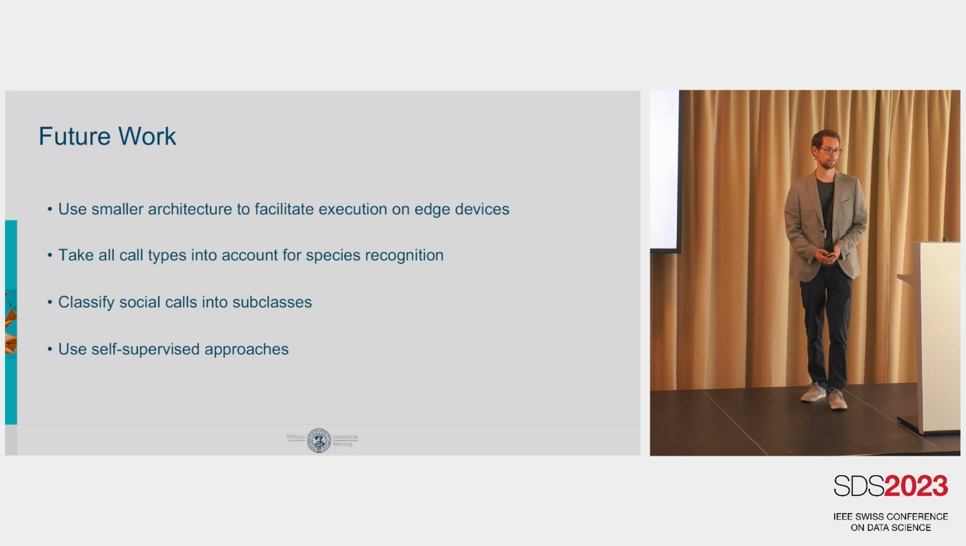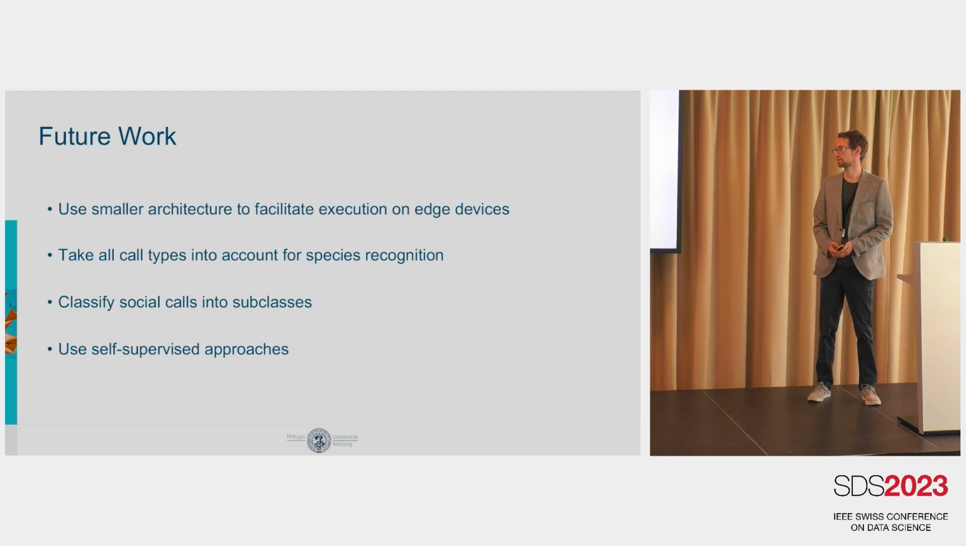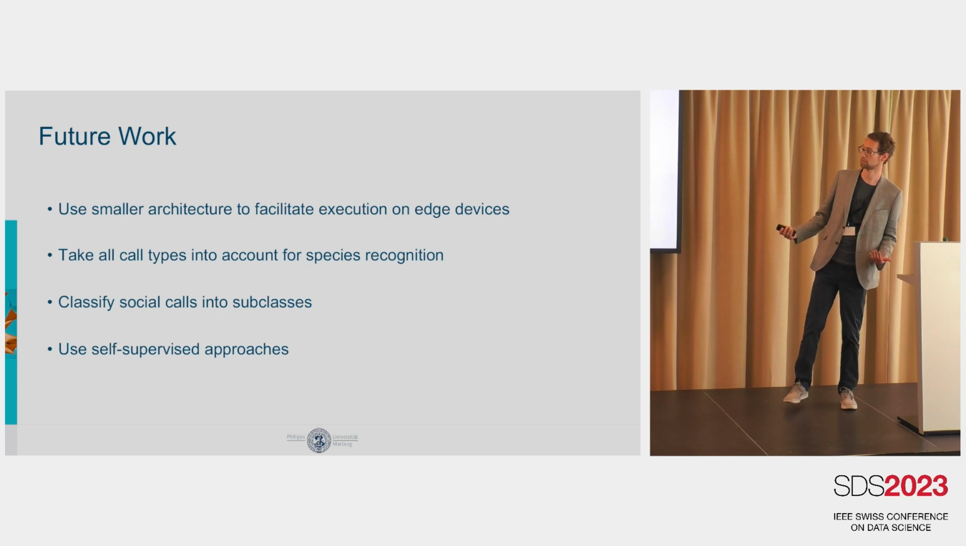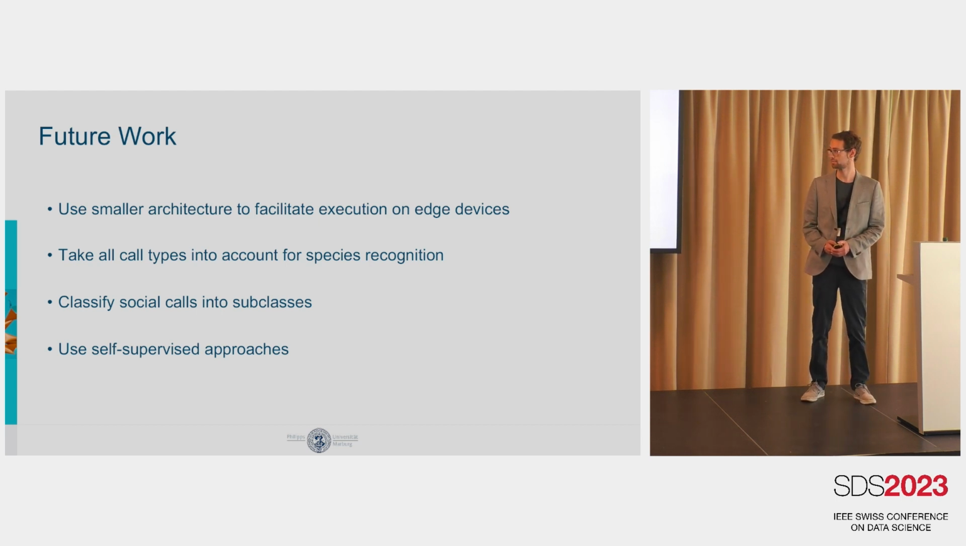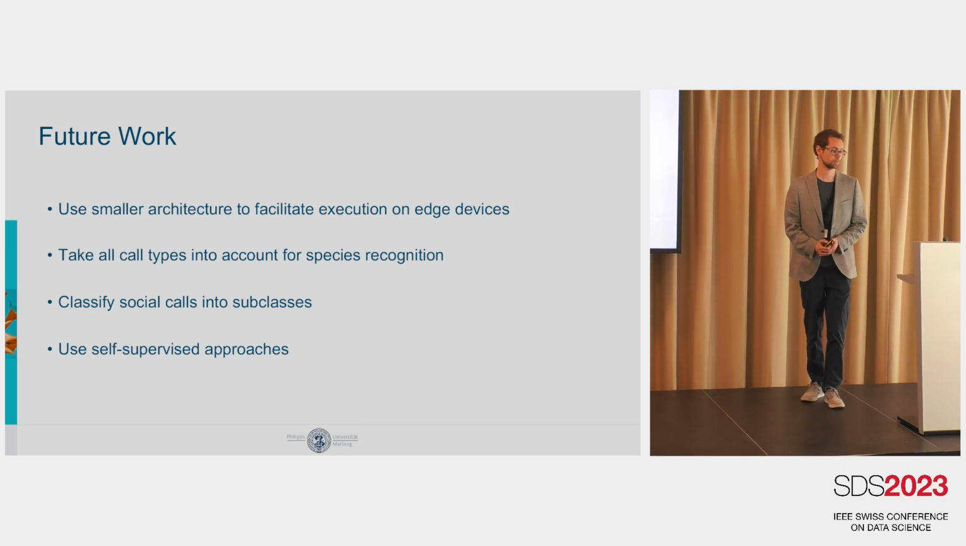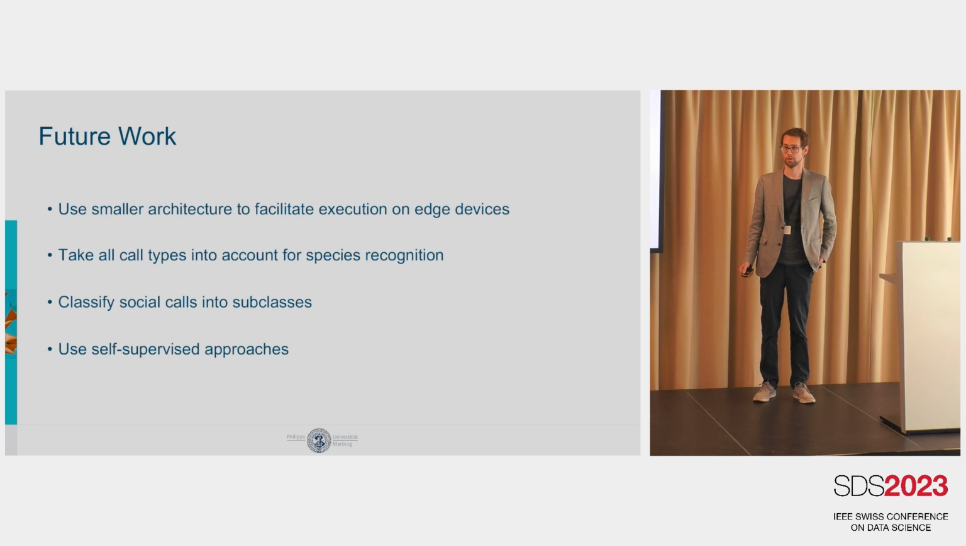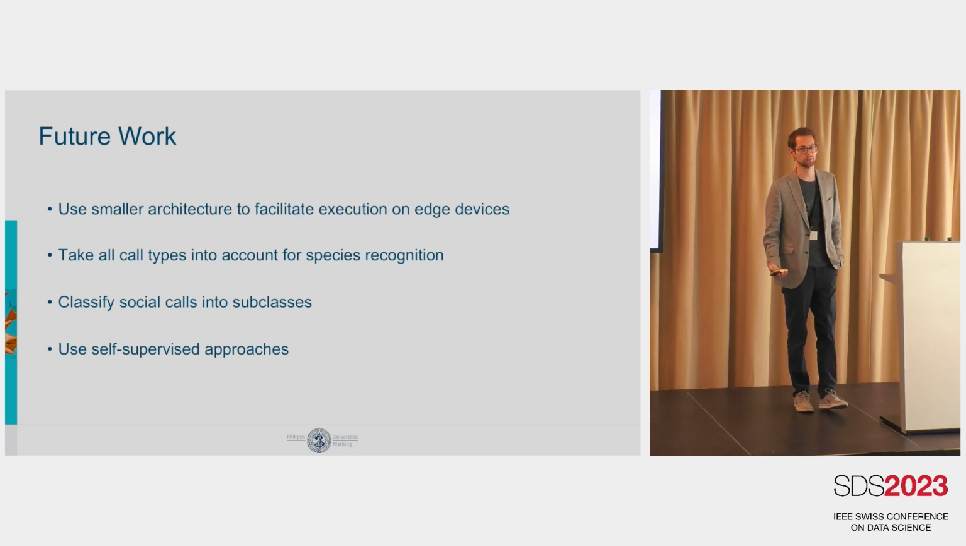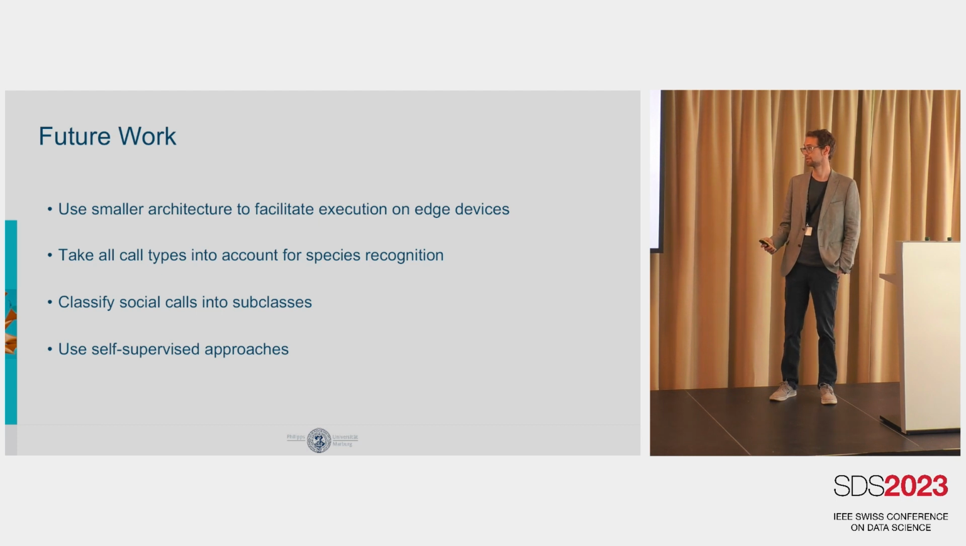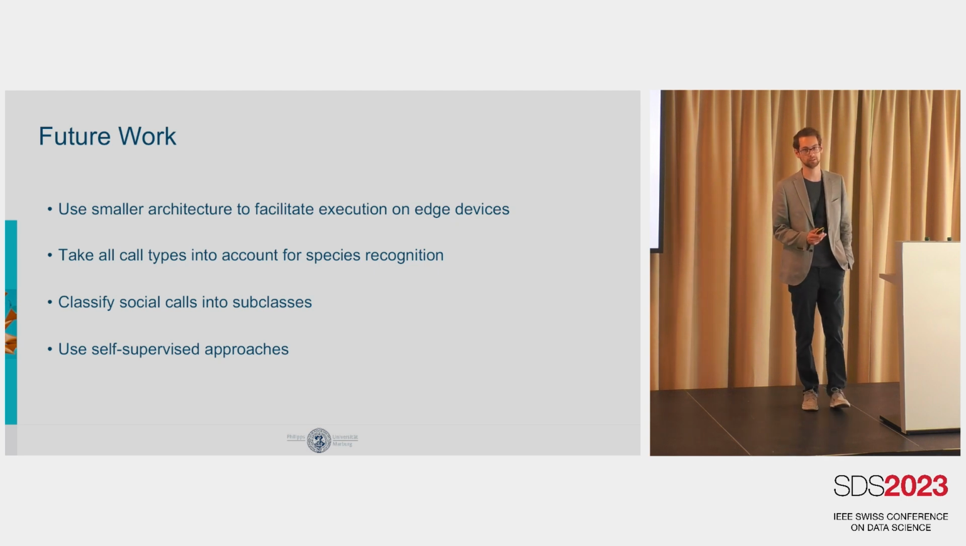And we could also classify the social calls into subclasses like fighting, mating, or mother-infant interaction. So we could gain much more knowledge about how bats actually behave than just to say there were many social calls, which can also be helpful, but it would be better to classify them in finer classes. And last but not least, we could use self-supervised approaches, which is actually a big topic here because we have a whole lot of data, but it's all unannotated. Only very few samples are annotated since it's so tedious. And self-supervised approaches would be perfect for that.